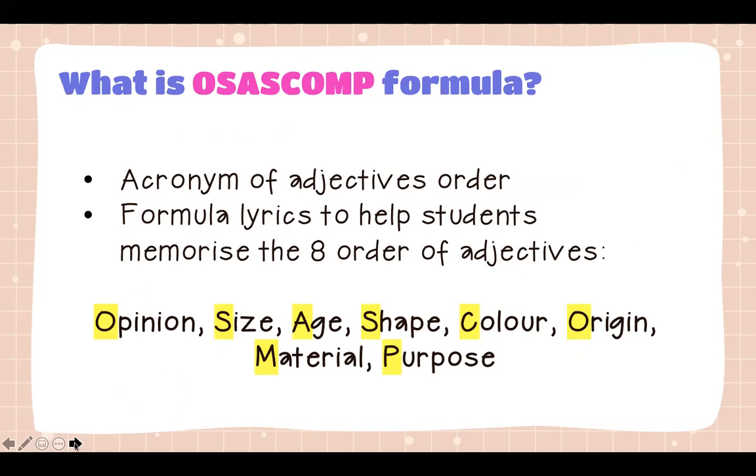Basically, OSSCOMP is an acronym of the adjectives order. Each letter represents the categories of adjectives in the correct order. As you can see here, O stands for opinion, S stands for size, A stands for age, the second S stands for shape, followed by C, color, the second O stands for origin, M, material, and lastly, P, purpose.